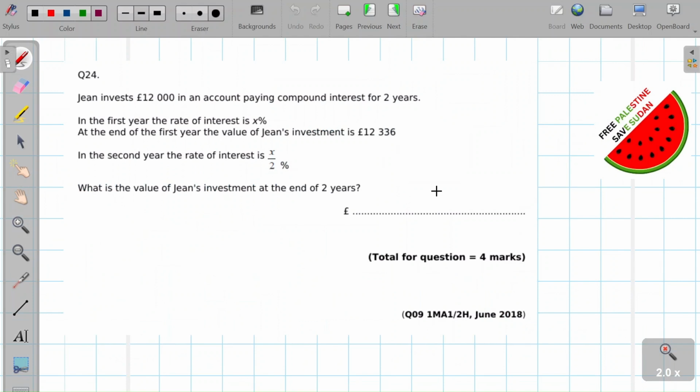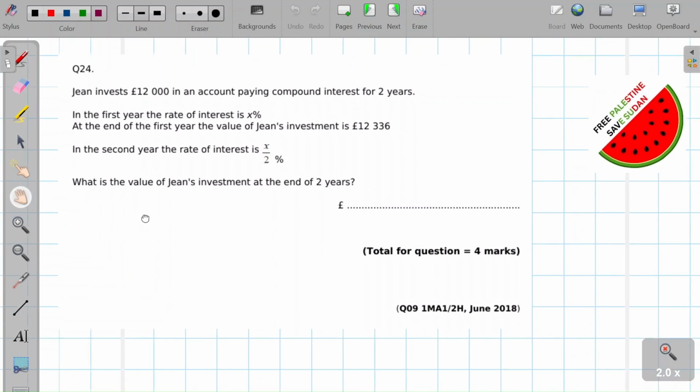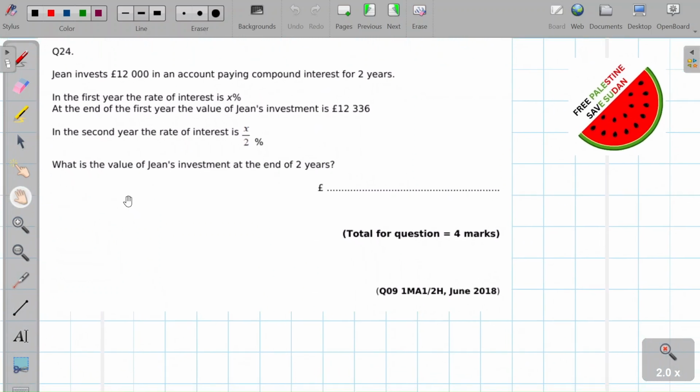Okay, next question. Jean. I am going to reposition this. Okay, we're going to Jean. She, or it could be he or she. Let's read it. Jean invests 12,000 in an account paying compound interest for 2 years. The first year is X%. So we can find out the rate of the first year.